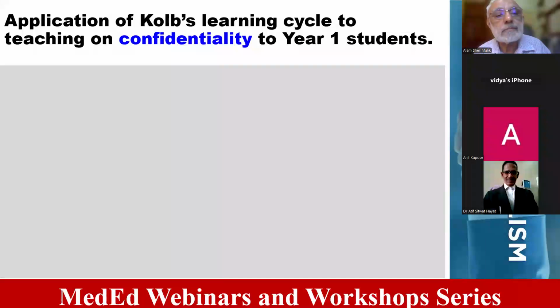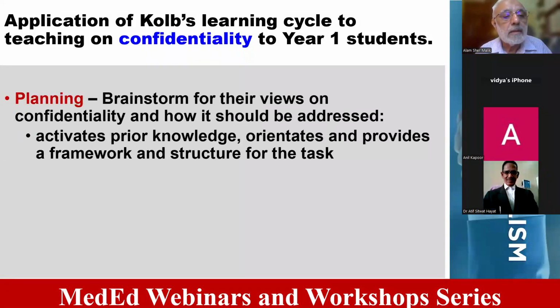Another example is how to teach confidentiality to year 1 students using Kolb's learning cycle. Let's say the first step is planning, brainstorm for the views of these year 1 students on confidentiality, and how it should be addressed. Purpose is to activate prior knowledge, orientate and provide a framework and structure for the task.